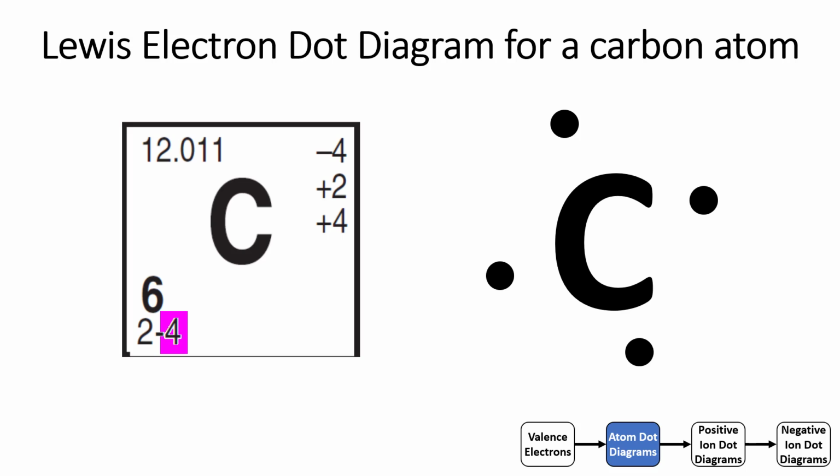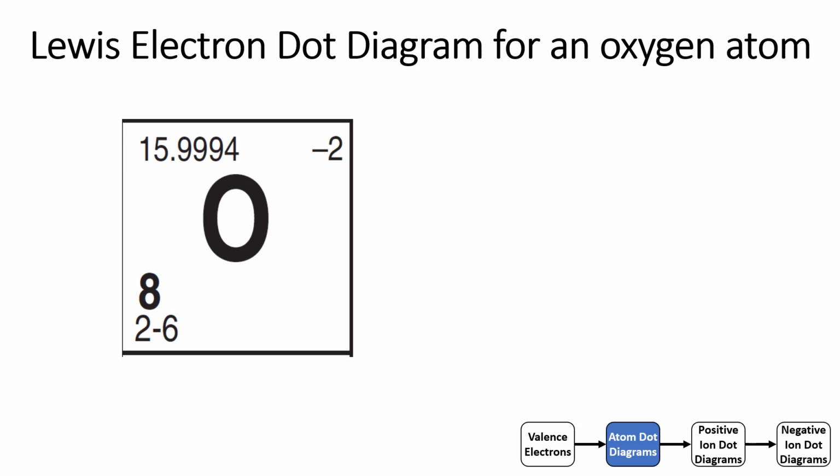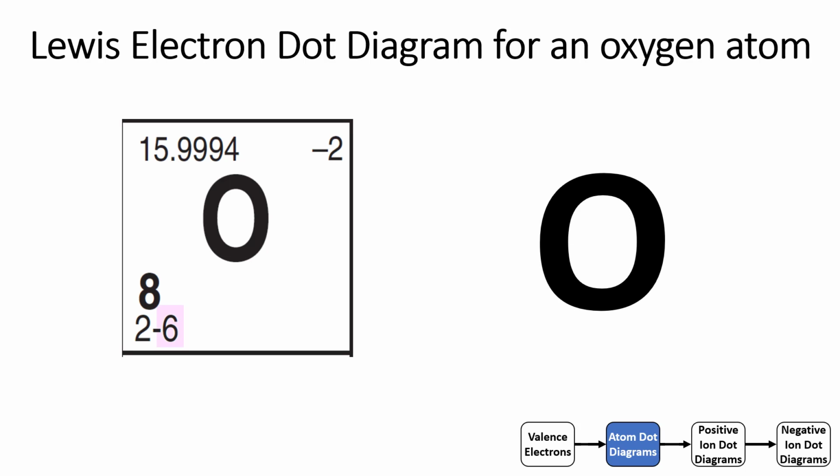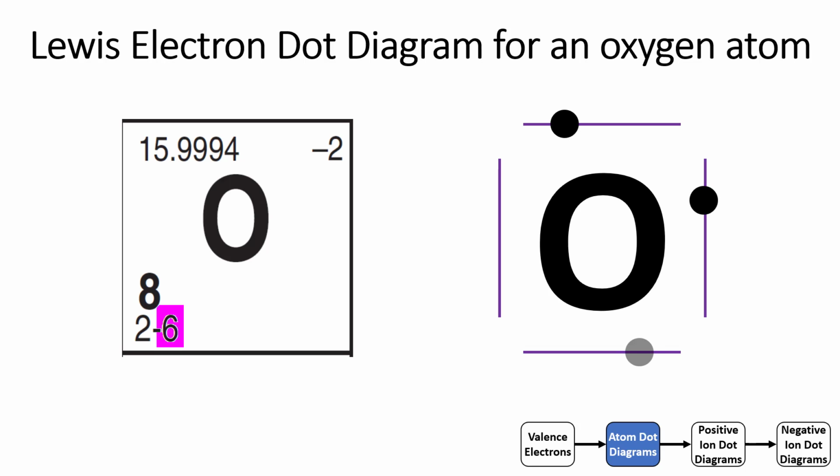All right. And now let's look at an example of an atom that has more than 4 valence electrons, such as oxygen. So we're going to write the symbol down. We see that we have 6 valence electrons, and we're going to write the electrons along the edges of the symbol again, like this. And then the last 2 electrons, we're going to place right next to the previous electrons so that we've got them lined up in pairs like this.